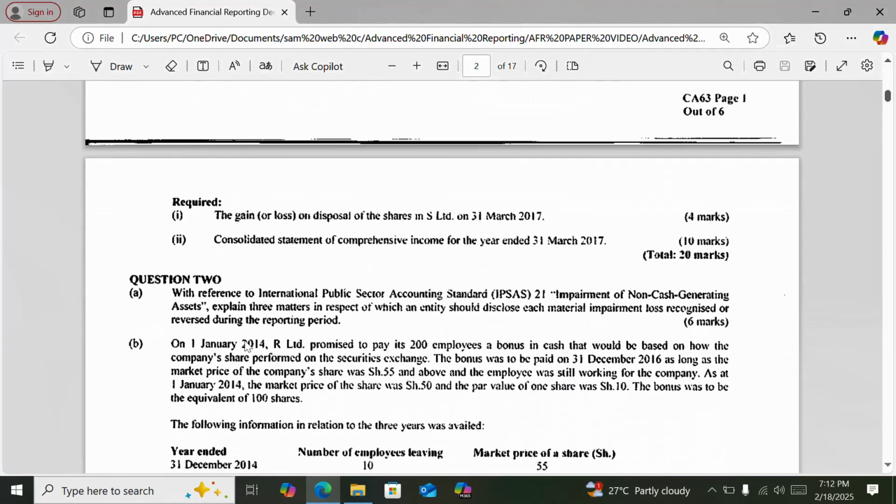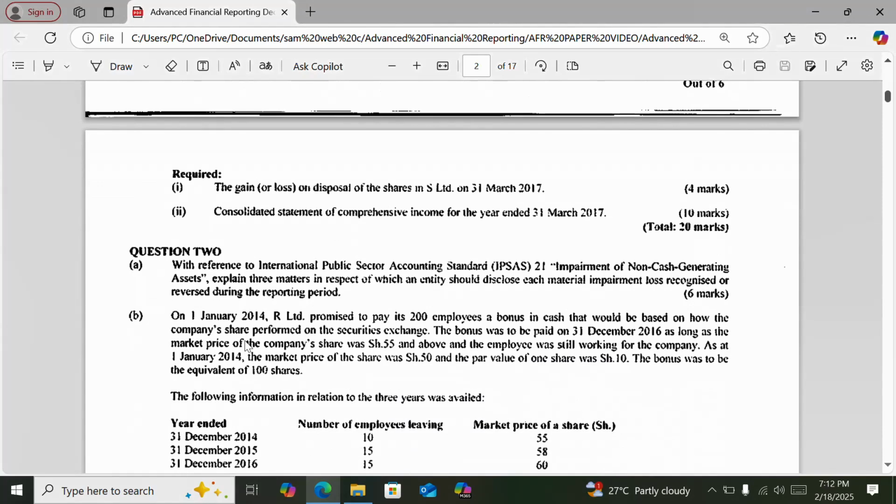Question 2, with reference to International Public Sector Accounting Standard IPSAS 21, impairment of non-cash generating assets, explain three matters in respect of which an entity should disclose each material impairment loss recognized or reversed during the reporting period.